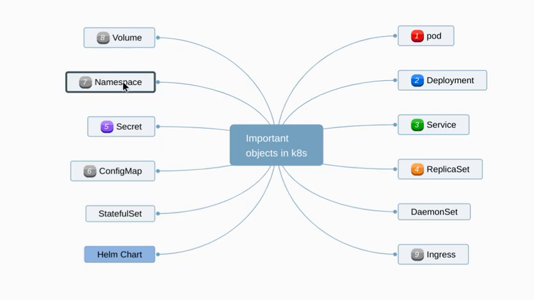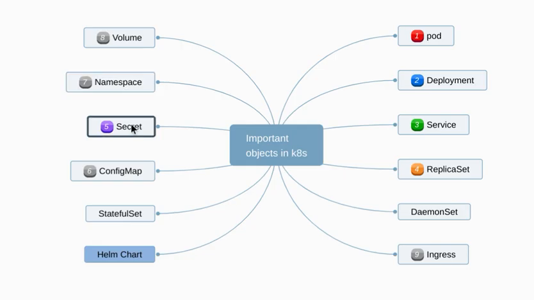Namespace is just a logical segregation or separation. A couple of objects can be namespaced, a couple of objects are not namespaced. For example, volume is not namespaced, but pod, deployment, service can be namespaced. So only a subset of objects are allowed to be namespaced. The remaining are global, like cluster level objects within the Kubernetes cluster.